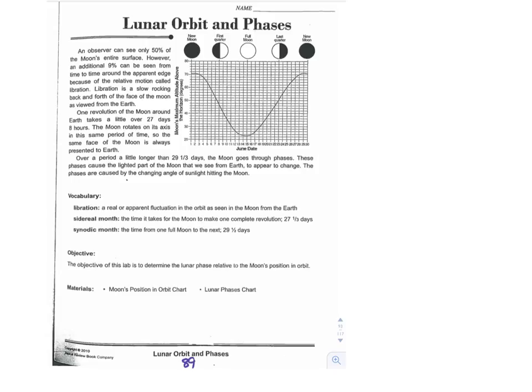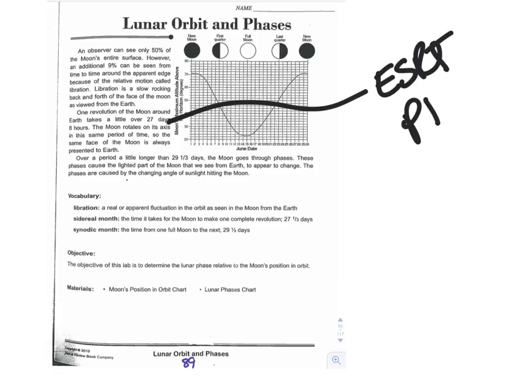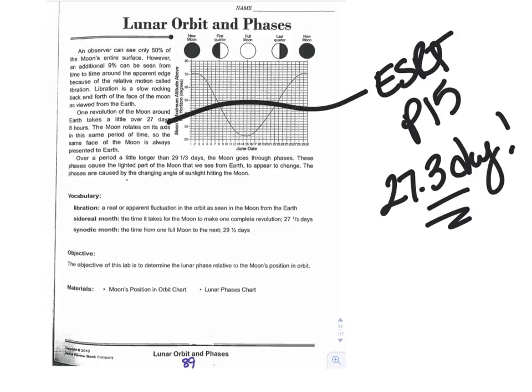And one revolution of the moon around the Earth takes a little over 27 days and 8 hours. That information you can actually find in your ESRT, page 15. When you see that, you will see the period of rotation and revolution for the moon is 27.3 days. Important number, but that is how long it takes the moon to go from one point in the orbit to the exact same spot in its orbit around the Earth. And remember that the moon's orbit is also an ellipse, just like the orbits of all the other planets in our solar system. The moon rotates on its axis at the same period of time, so the same face of the moon is always presented to the Earth. Very important part. You're going to need that later.